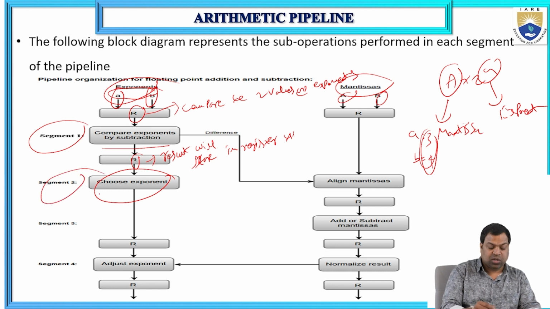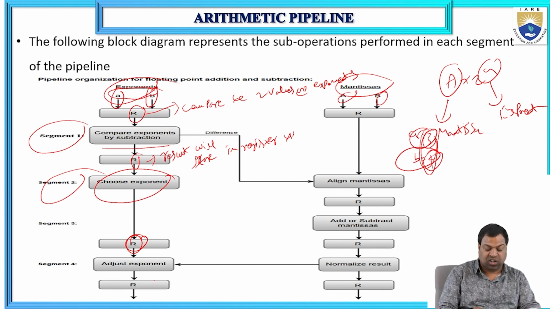That is in segment 2. In segment 3, what is the final result? Are you taking 3 or are you taking 4? Suppose I am taking 3. This 3 you should be storing here. If I am taking 4, you have to store this one in the register R. Adjust exponent. So we are adjusting the exponents, and it will be stored in register R.